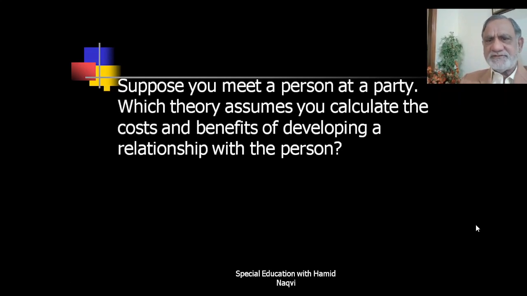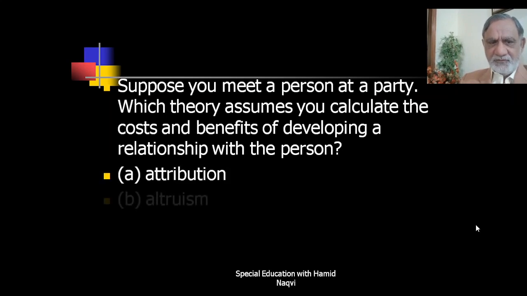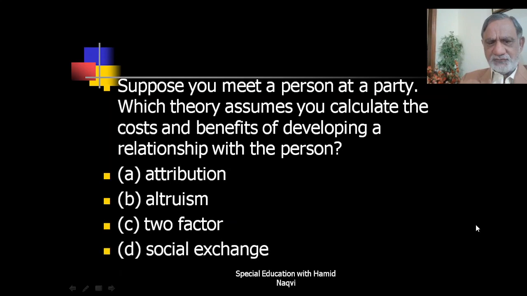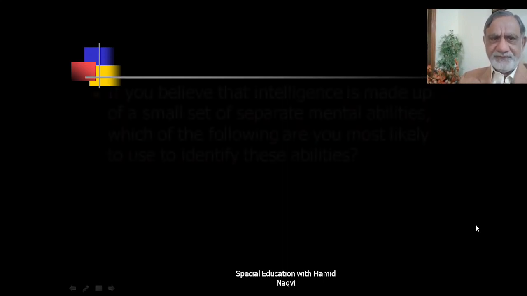Suppose you meet a person at a party. Which theory assumes you calculate the costs and benefits of developing a relationship with the person? Attribution, altruism, two-factor, or social exchange. The correct one is the last one, that is social exchange.